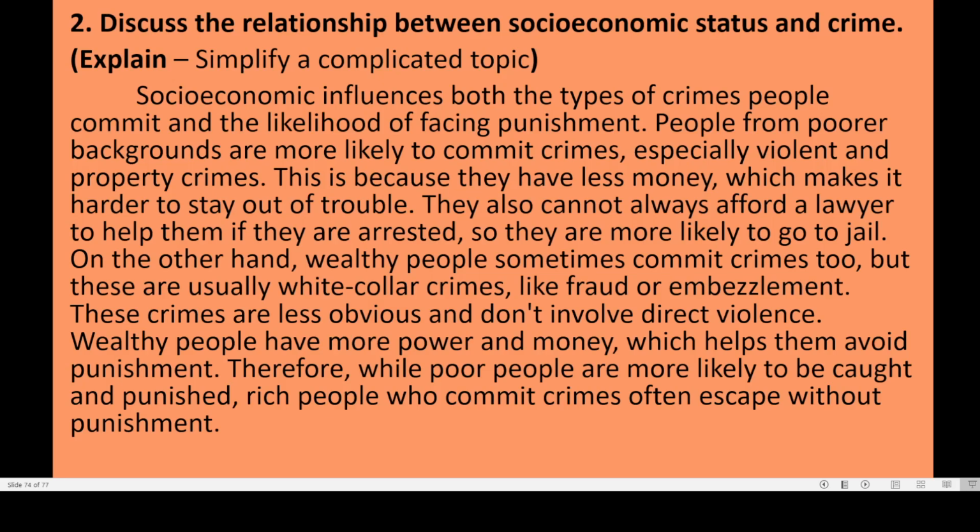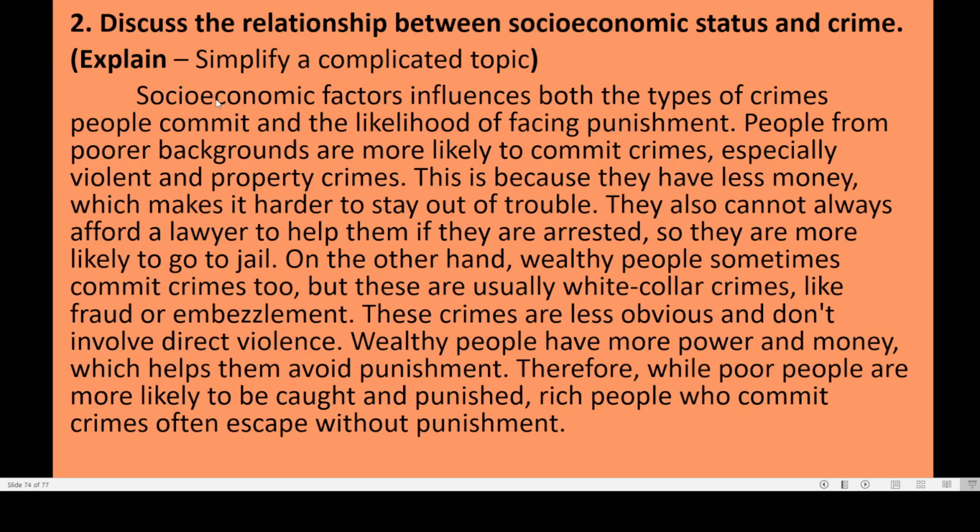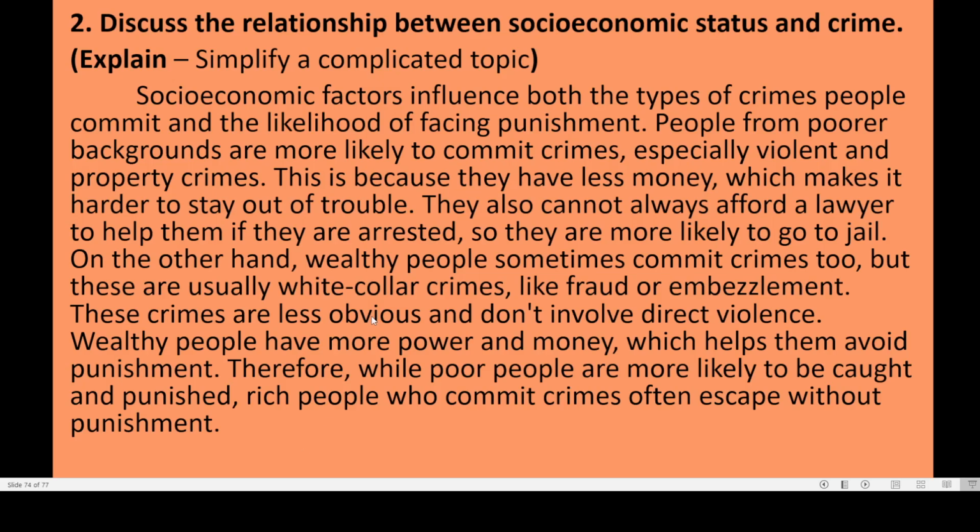Okay, simplify a complicated topic. So we have a topic sentence. So socioeconomic factors influence both the types of crimes people commit and the likelihood of facing punishment. Okay, socioeconomic factors influence both the type of crimes people commit and the likelihood of facing punishment.